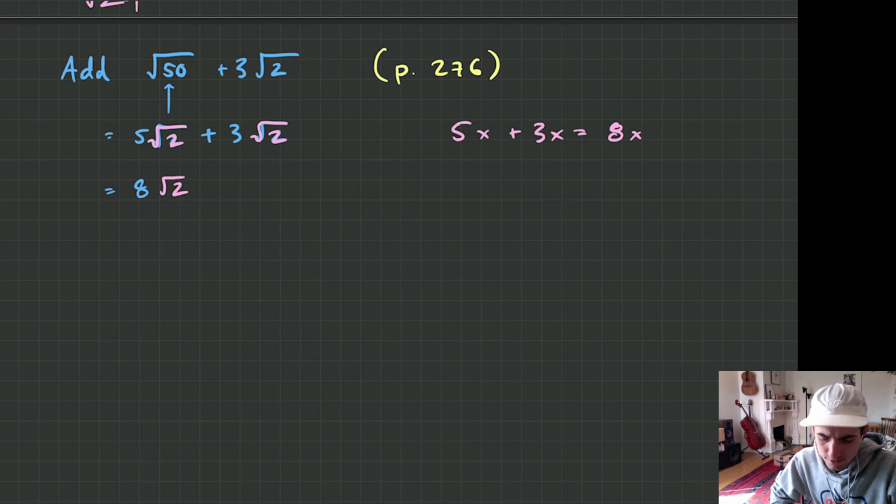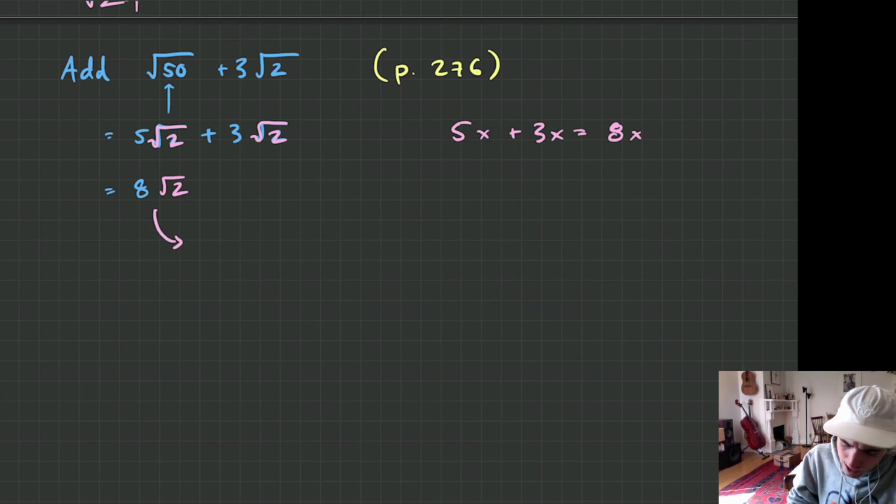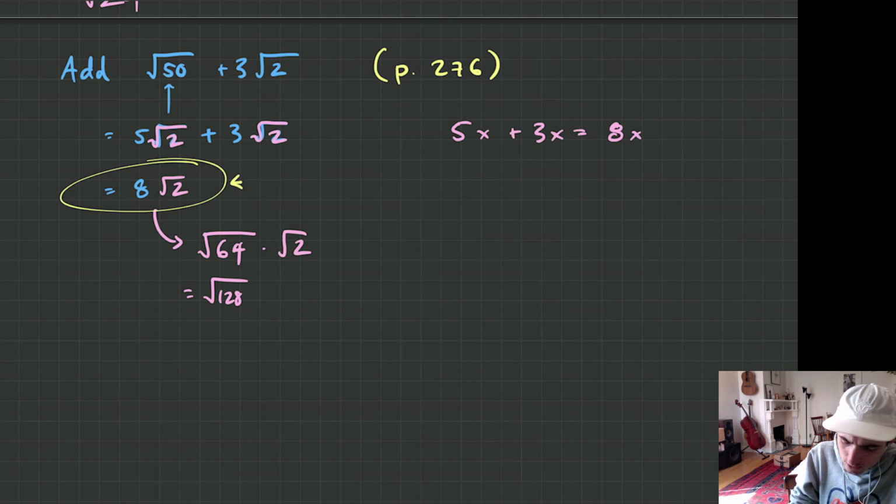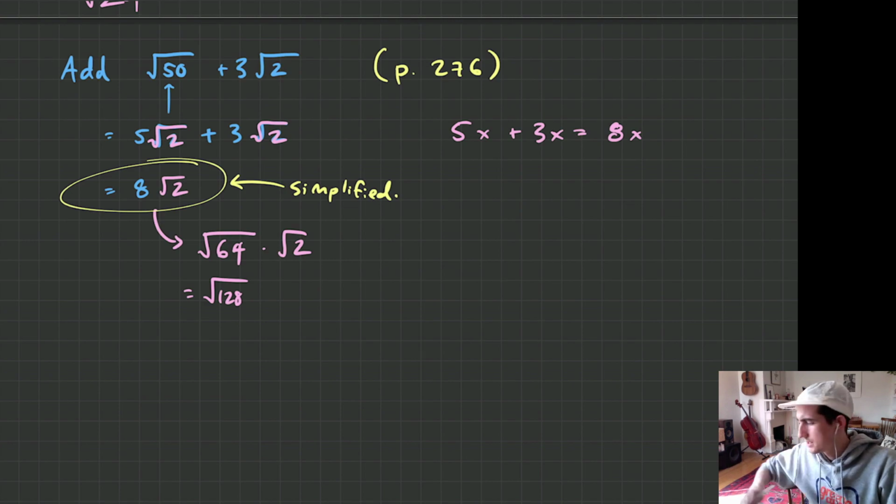That's the whole question. If you wanted to, you could convert this into an entire radical by saying that this is equal to the square root of 64 times the square root of 2, which is equal to the square root of 128. That would be fine too. But nowhere in the question did I ask you to write it as an entire radical or a mixed radical or anything like that. So because this is already simplified, I'm going to say that we're done here.